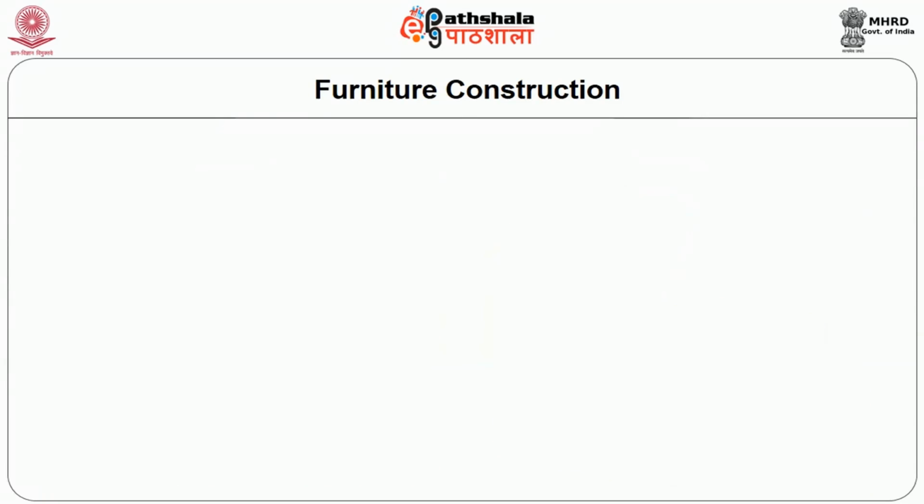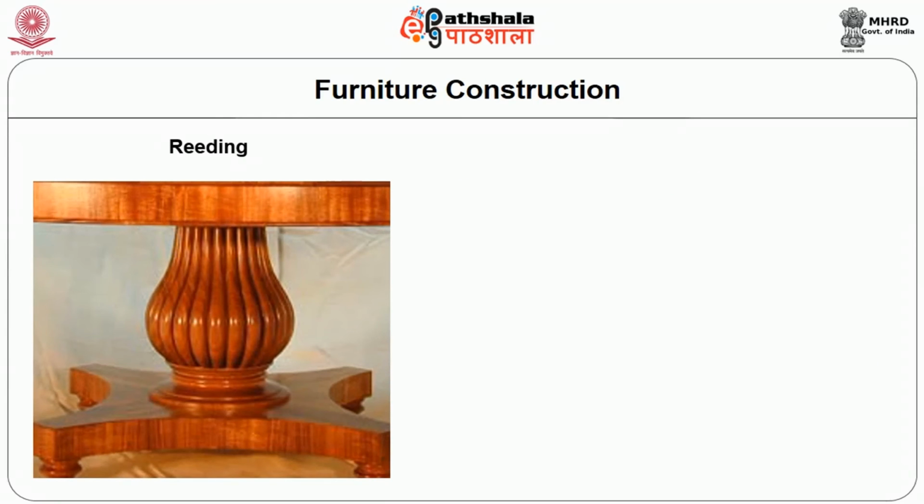The next step is reeding. Reeding is the decorative process of applying parallel rows of beaded mountings that project from the surface. It is the opposite of fluting and is used on legs.